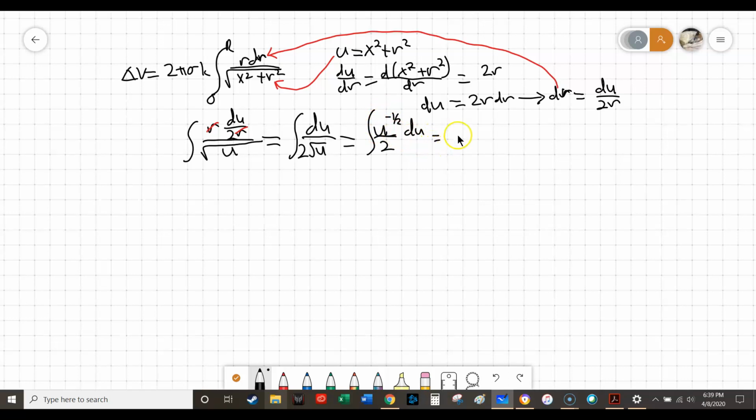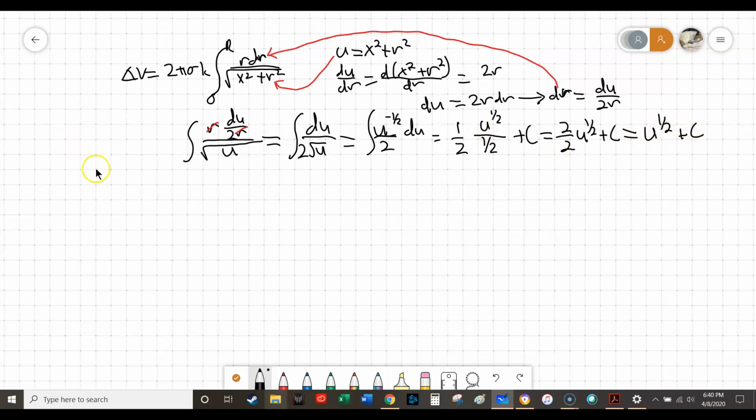So now I'm going to integrate this. I'm going to bring the 1/2 to the front. U to the negative 1/2 power integrated is going to be u to the 1/2 power divided by 1/2, plus c. The 2 is going to come to the top, so 2 divided by 2, u to the 1/2 power plus c, and that's just going to be equal to u to the 1/2 power plus c.